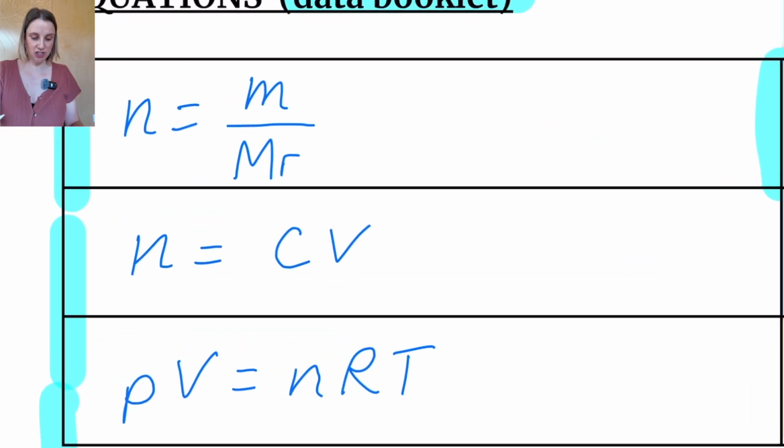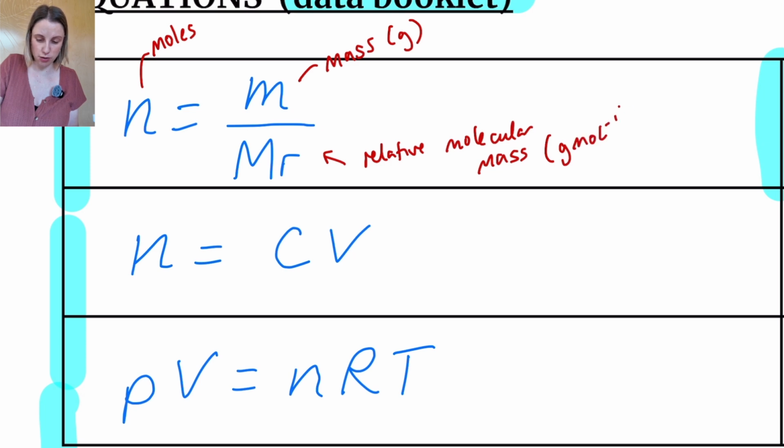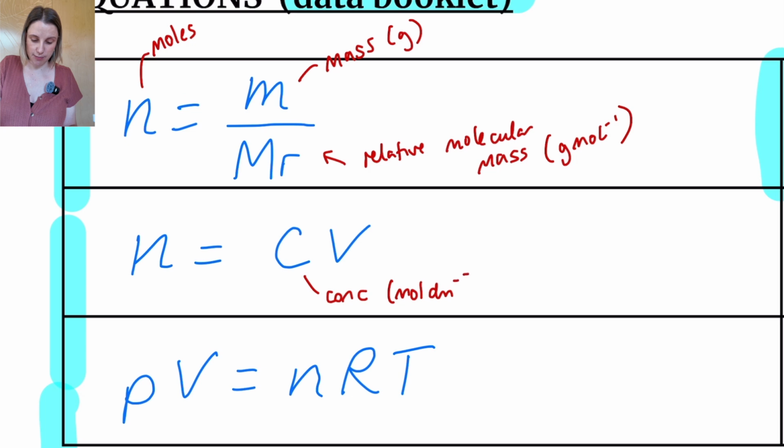If we have a look at these, let's just make sure we know what all of these things mean quickly. So n in all of these contexts means moles, which is measured in moles. The m stands for mass in grams. The Mr is relative molecular mass. It could also be Ar if you're doing it for an atom, that's fine too, and that's in grams per mole. And then you've got n, which is still moles, equals concentration, which must always be in moles per dm cubed. And then volume, which we're going to have to put into dm cubed.